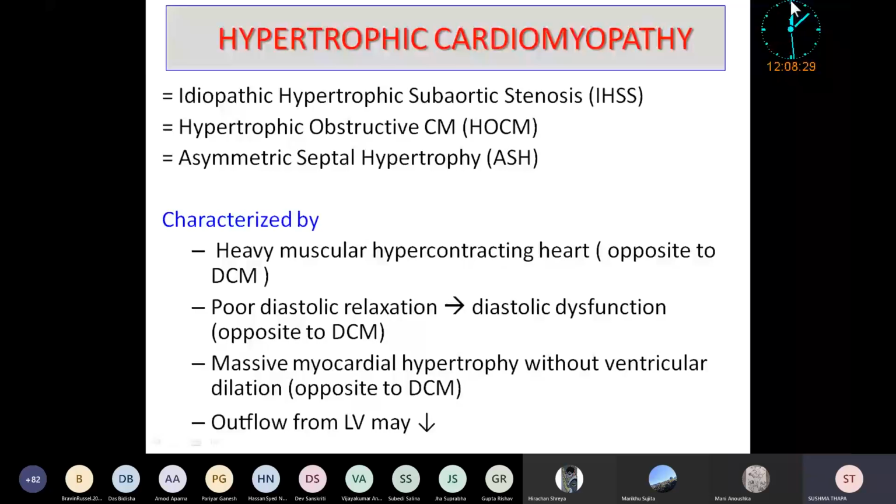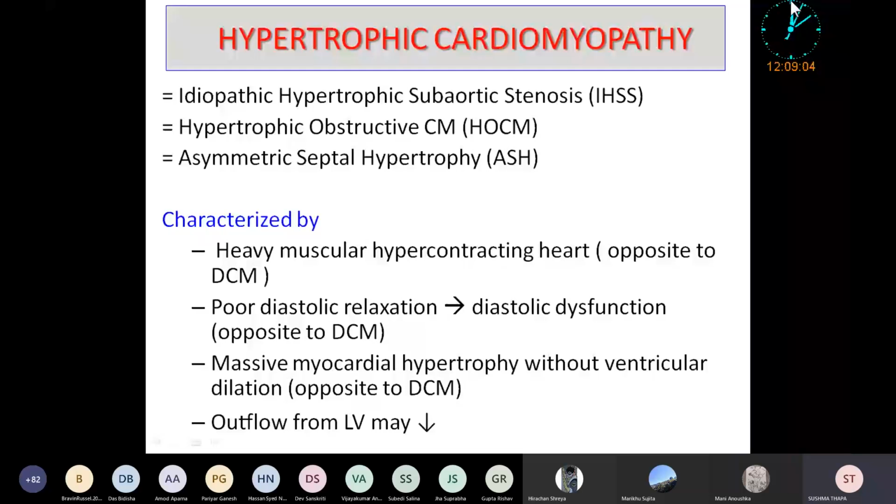Always remember, in DCM there is dilation, and a little hypertrophy can be there, but usually ventricular dilation is there. But here there is massive hypertrophy, and because of that there is more contraction but less relaxation. So diastolic dysfunction. Outflow from the left ventricle may be reduced. Contraction is there, but there is no relaxation, which means there is no diastolic filling.